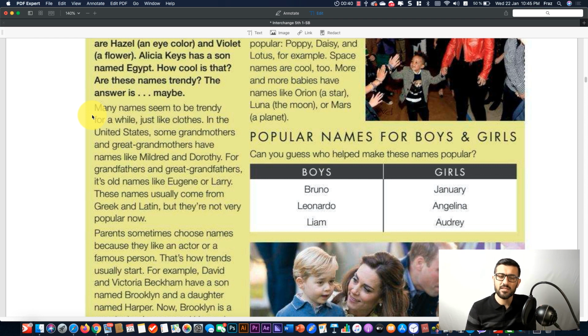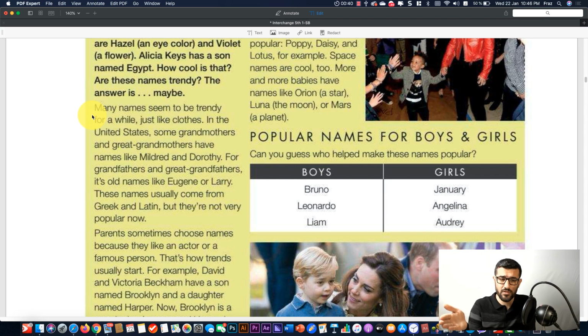In the United States, some grandmothers and great-grandmothers have names like Mildred and Dorothy. For grandfathers and great-grandfathers, it's old names like Eugene or Larry. These names usually come from Greek and Latin, but they are not very popular now. You see that?